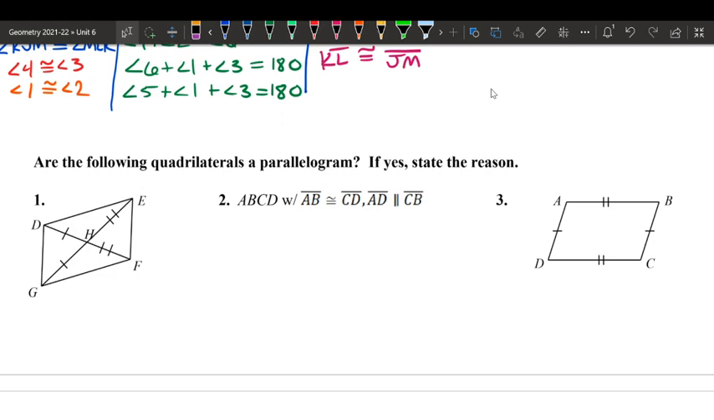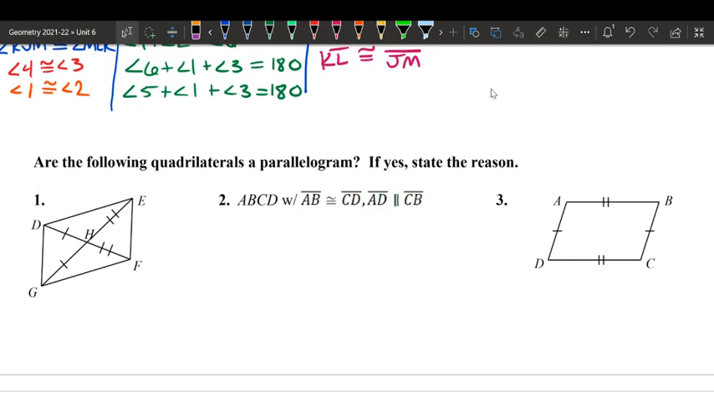Alright, so number 1, I see that I have diagonals that are marked. So if I go back to my list of characteristics, characteristic number 4 says, if it is a parallelogram, then its diagonals bisect each other. So looking at this picture, does it look like the diagonals bisect each other? To look at that, we're going to just look at one of the diagonals. Has that diagonal been bisected?